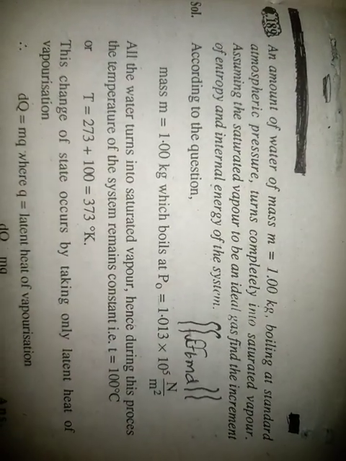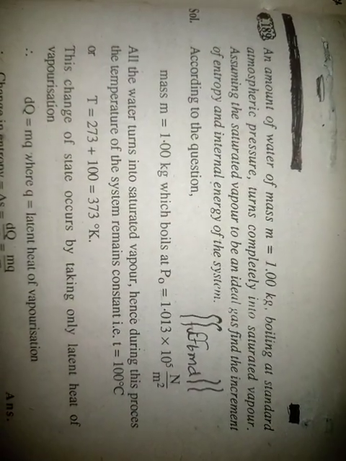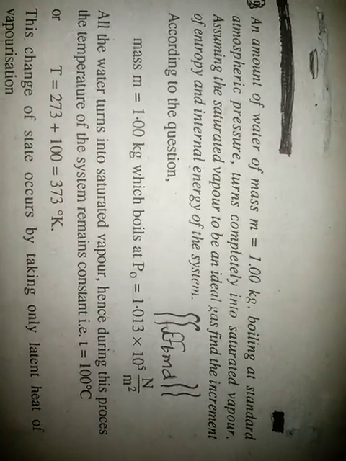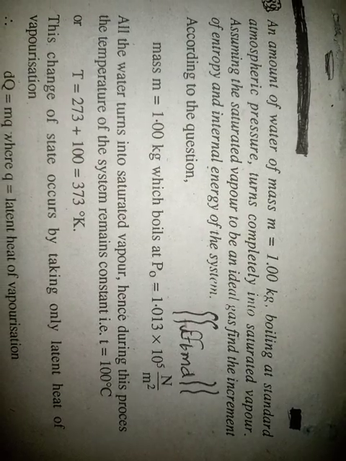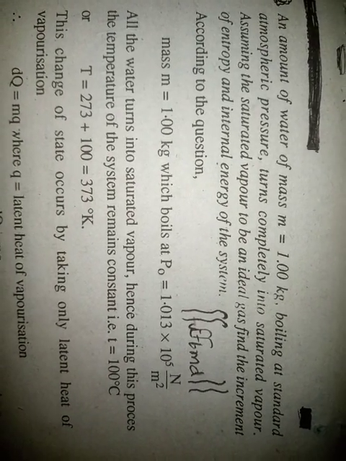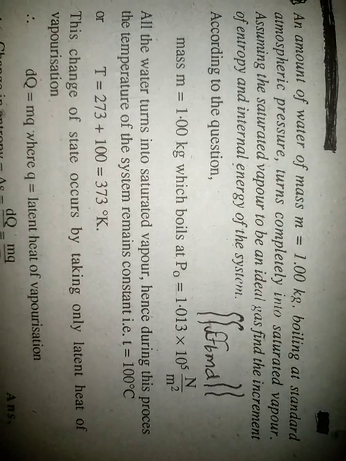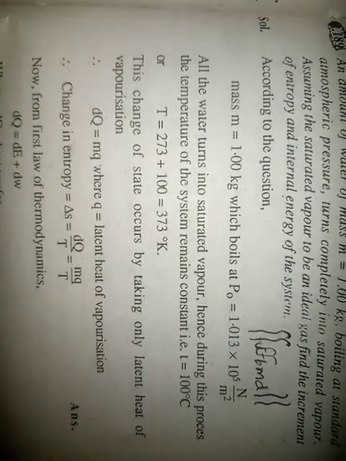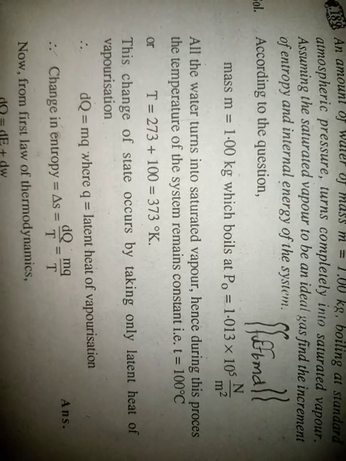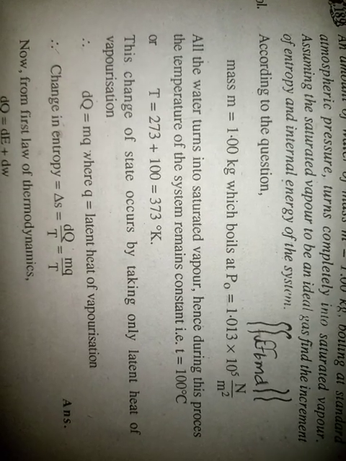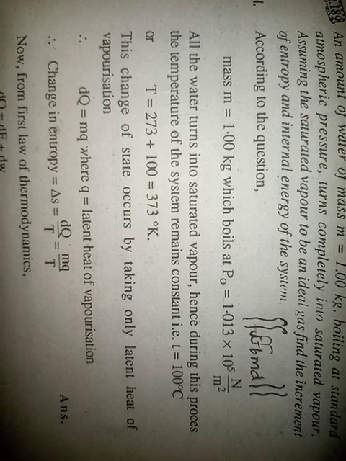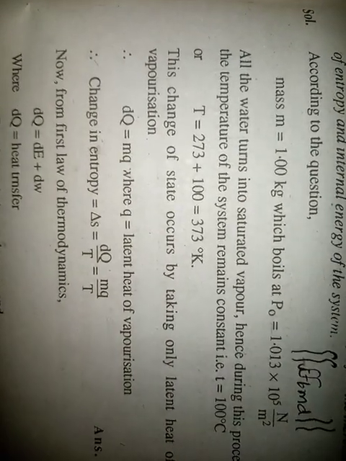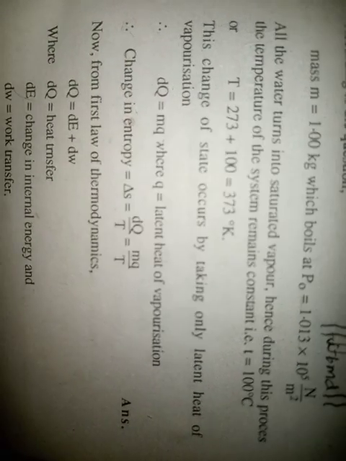An amount of water of mass m equals 1 kg boiling at standard atmospheric pressure turns completely into saturated vapor. Assuming the saturated vapor to be an ideal gas, find the increment of entropy and internal energy of the system. According to the question, mass m equals 1 kg, which boils at P0 equals 1.013 × 10^5 Newton per meter square. All the water is turned into saturated vapor.